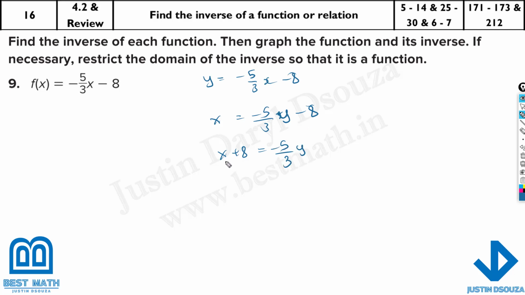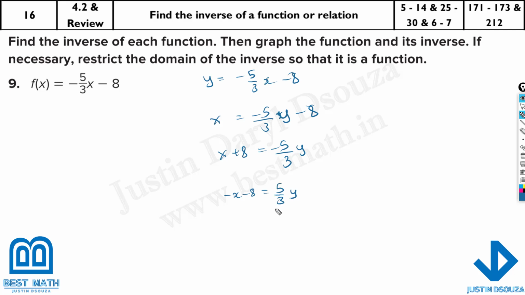Now what I did is I moved this to the other side. Let's change the sign first. Let's swap the signs. I'll multiply both the sides by minus. So what happens is basically this becomes plus, isn't it? So it'll become minus x minus 8 is equal to 5 by 3.